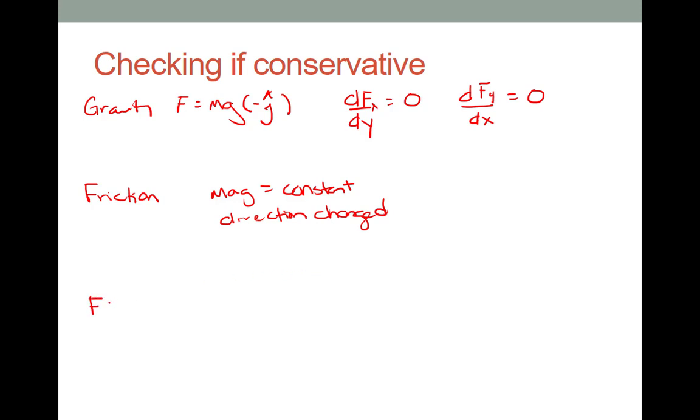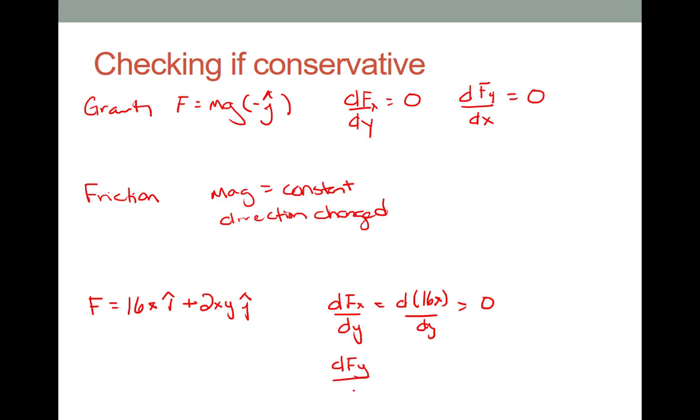So the last force was 16x i-hat plus 2xy j-hat. So if I take dFx/dy, that would be d(16x)/dy, and that equals 0 because there's no y dependence. And if I look at dFy/dx, this one becomes d(2xy)/dx, which equals 2y. And those two are definitely not the same, so we can say that this one is also going to be non-conservative.